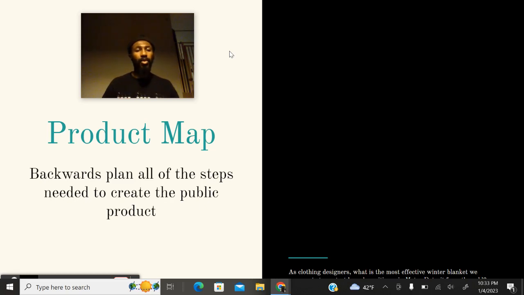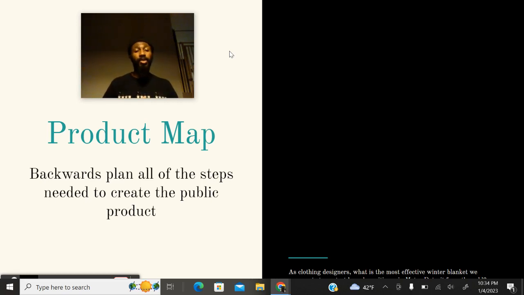A product map is essentially a backwards plan of all the steps needed to create your public product. Because when you start your PBL unit, you want to have a clear vision for all the steps that students will need to take to get to their public product. From the beginning of the PBL unit, they are going to be working on these incremental steps to get to their public product.